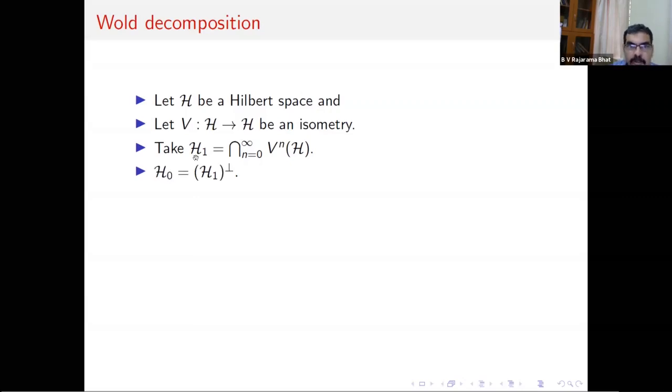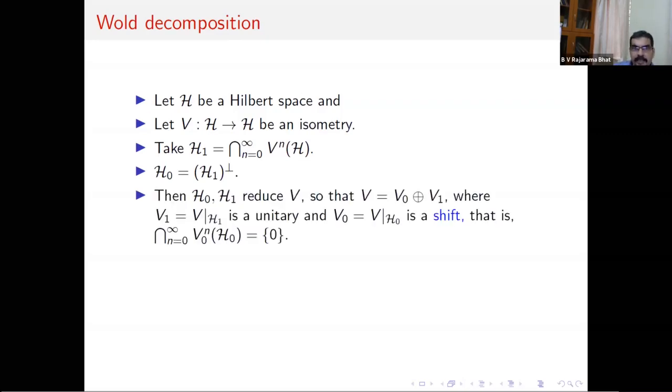Then you look at its orthogonal complement. So you call it H0. So the whole space breaks up as H0 direct sum H1. But you can observe that these subspaces H0 and H1 reduce V. So V becomes a direct sum of two isometries, V0 and V1.